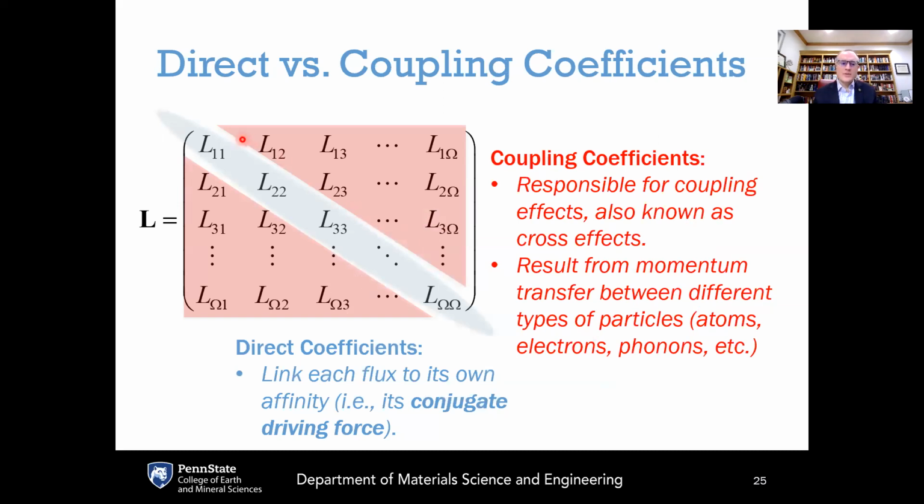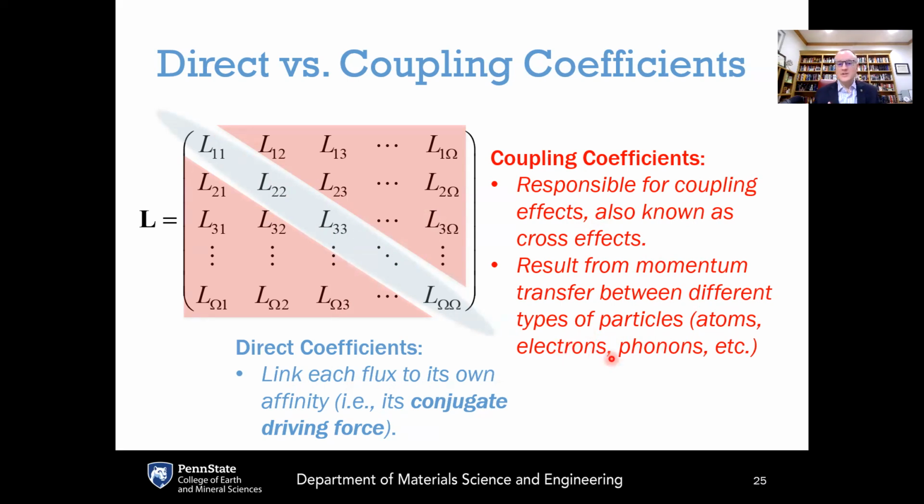So these direct coefficients here along the diagonal, these direct coefficients link each flux to its own affinity. In other words, its conjugate driving force. Conjugate meaning it's the same thermodynamic parameter in both the affinity and the flux. All of the off-diagonal terms, these coupling coefficients, these are responsible for coupling effects, also known as cross effects, and this results from the momentum transfer between different types of species, so maybe different types of atoms, or transferring momentum to electrons, photons, whatever.